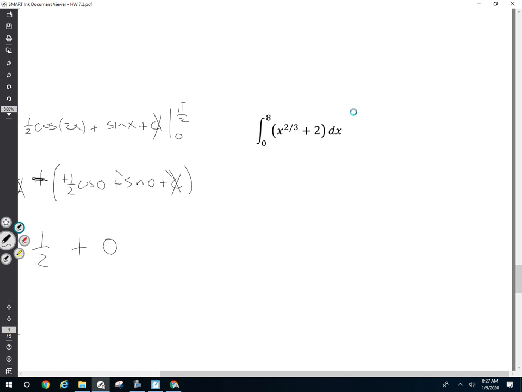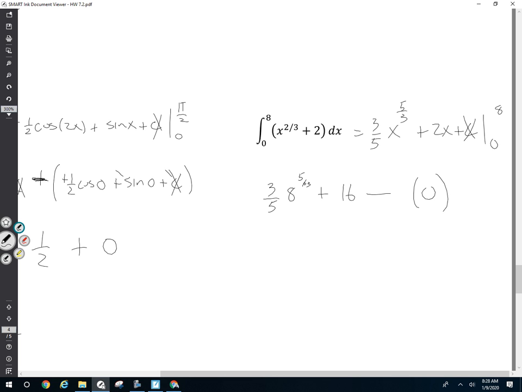Fractional exponents, remember, just use the power rule. Add 1: 3/3 to 2/3 becomes 5/3. Don't forget the reciprocal of the new power. Okay. Now we have to do some calculations. 3/5, 8 to the 5/3 plus 16. C won't matter. When I subtract 0 plugged in, I just get 0, which is nice.